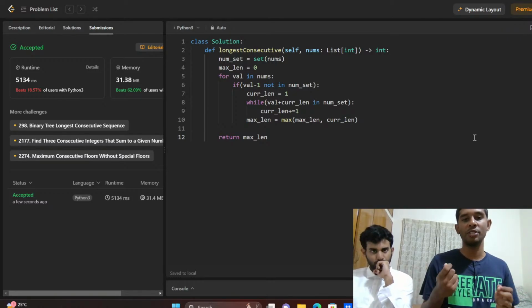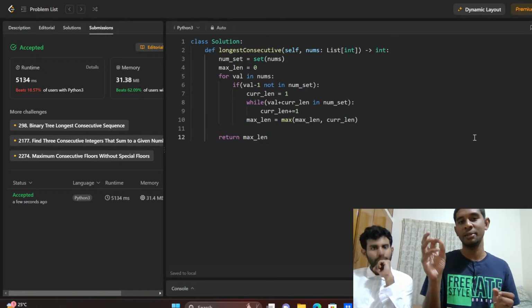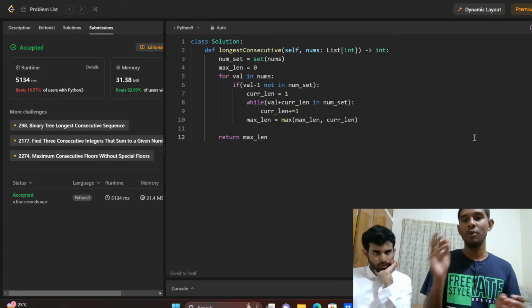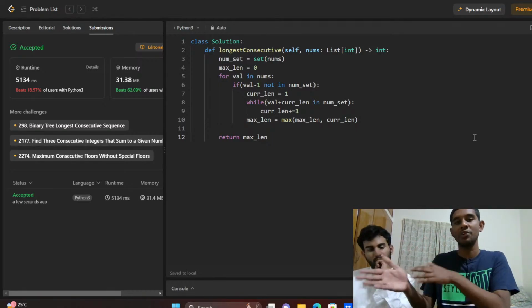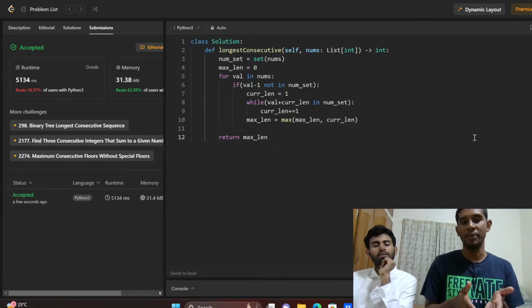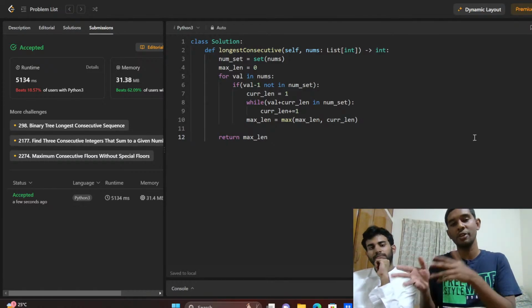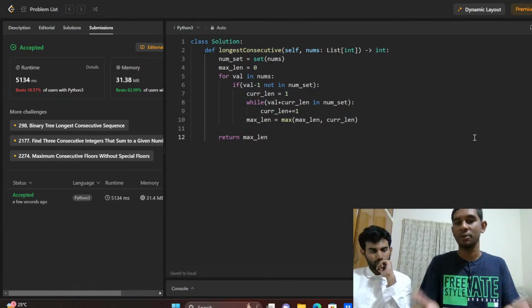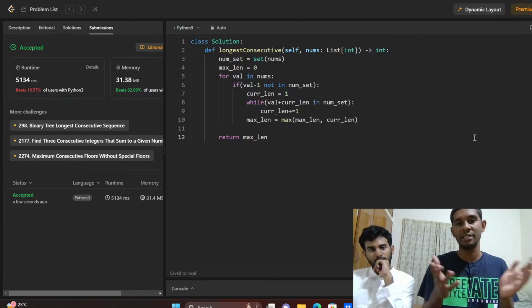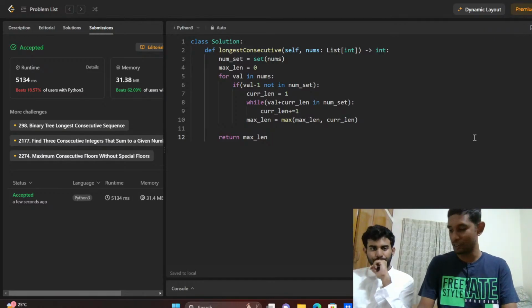The next bit of intuition was finding if a certain element represents the start of a sequence or not. Once we found that an element represents the start of the sequence, we just keep checking if the consecutive elements are also in the array. As long as they are, we increase the current length. And then finally, we print out the maximum of all the lengths that we found. So that is the intuition of this problem.